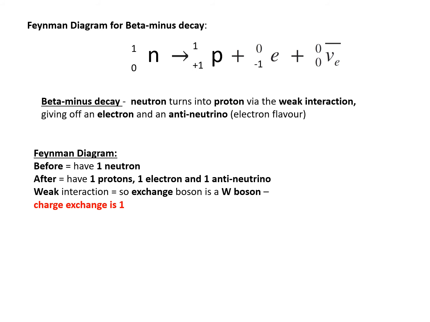Because it's a particle decay and the particles change in type, it must be the weak interaction. The weak interaction is the one that makes particles change type. So because it's a weak interaction, the exchange boson is a W boson. So we draw the diagram like this.